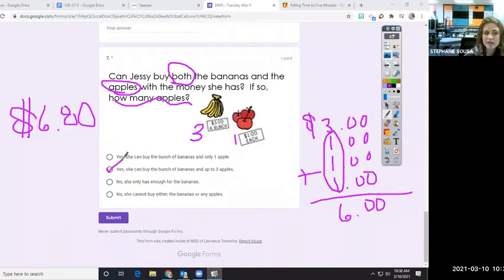So our correct answer is the second one. Yes, she can buy the bunch of bananas and up to 3 apples. Okay. Make sure you read all of the options. I think a lot of us got super excited about that first option and then said, yay. You gotta look at them all. Okay. All right.